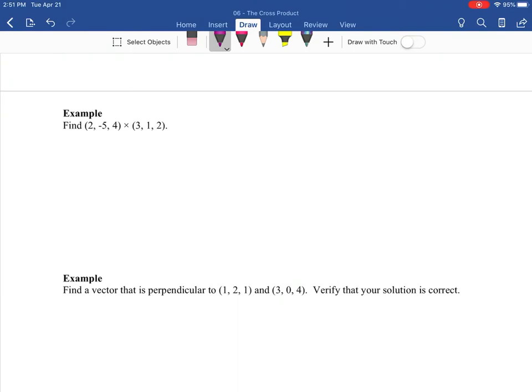So, from the beginning, if that all seems pretty wild to you and you want to see it all in action, here's one right from the beginning with all the instructions in there. So, I'm doing 2, negative 5, 4, cross product with 3, 1, 2. So I write down the first vector, 2, negative 5, and 4, but I repeat the first component there. Then the second vector, I go 3, 1, 2, but I repeat the first component there, which is a 3.